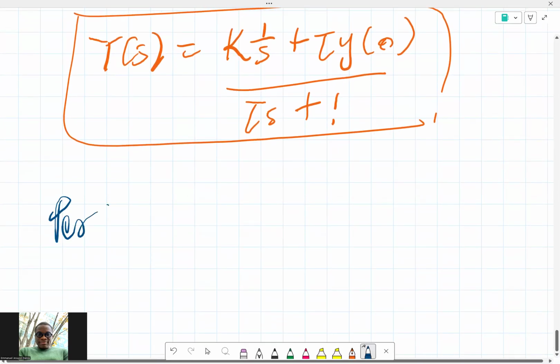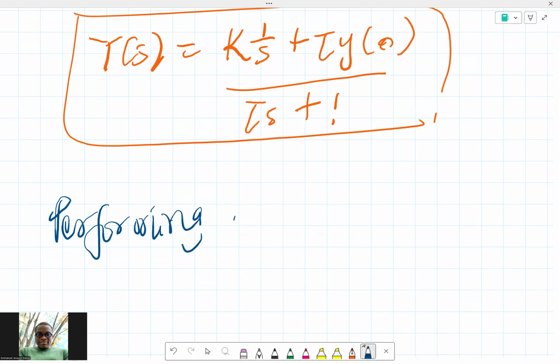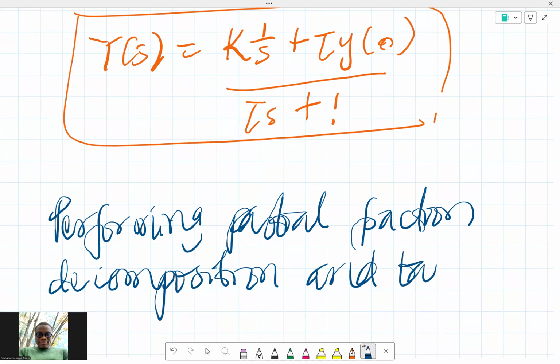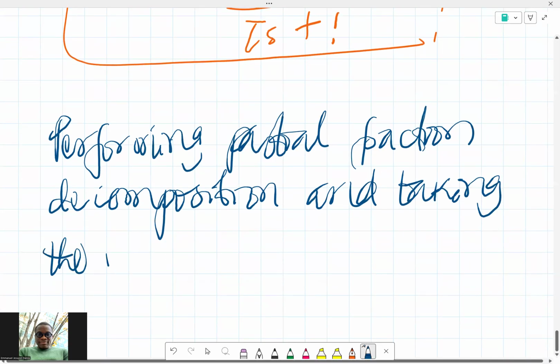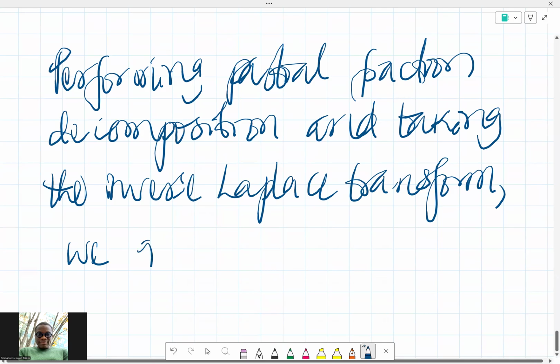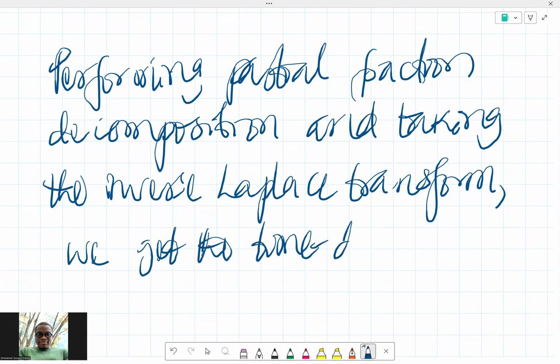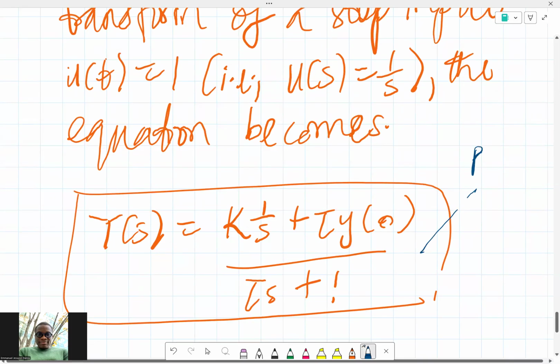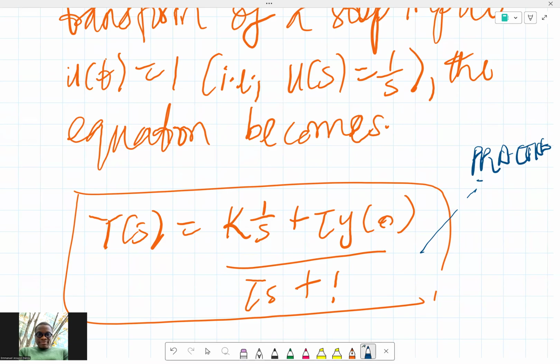So now, performing partial fraction decomposition and taking the inverse Laplace transform, we get the time domain solution y of t. Based on what we've done before, this can also be another practice. This can be another practice: get y of t.